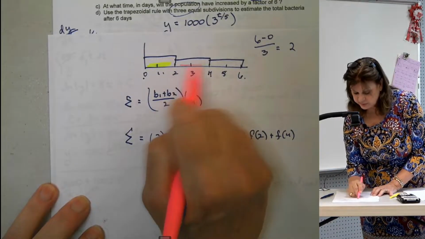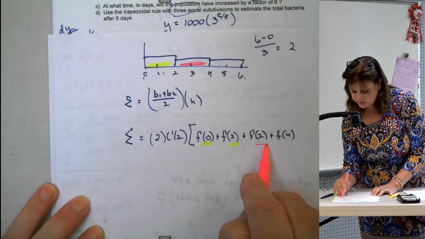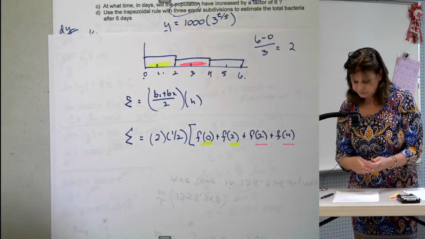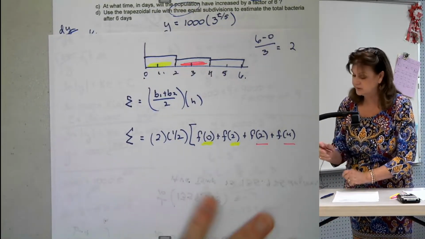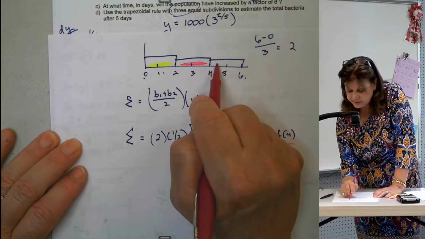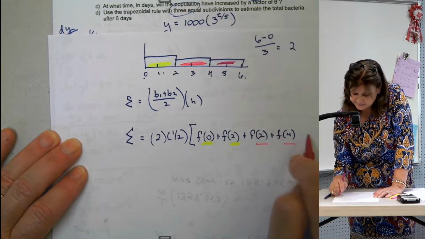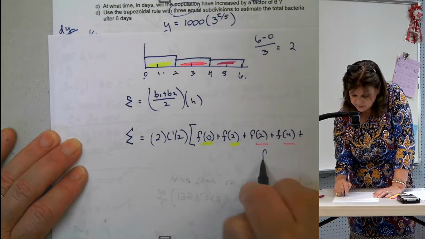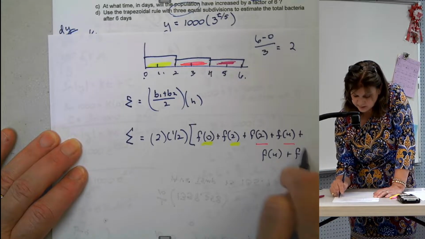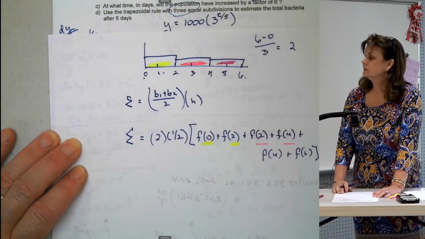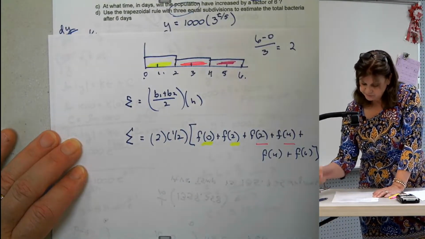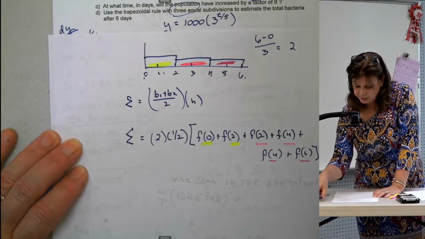Here's trapezoid number 2. There's base 1 and base 2. I don't know if these colors are picking up, but here's trapezoid number 3, and for that, base 1 and base 2. Okay? So there's base 1 and base 2.